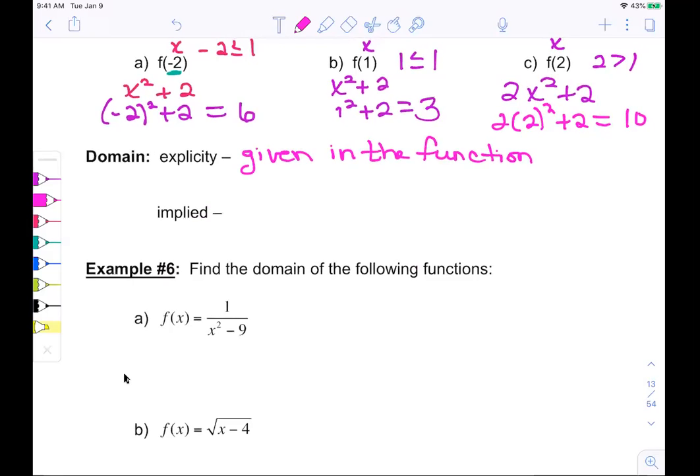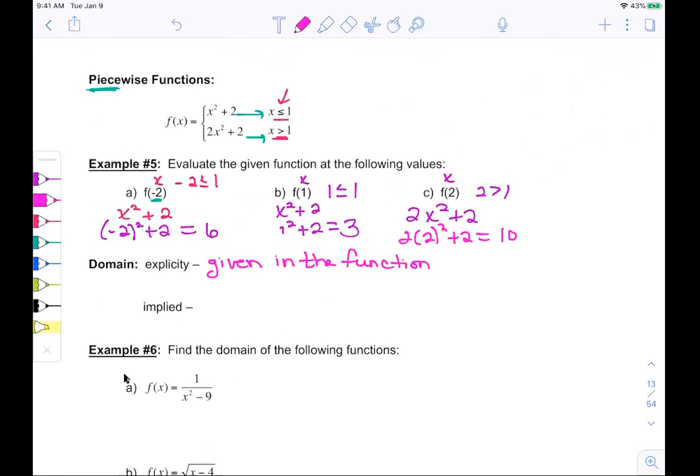Which means if I look at my piecewise function, notice the domain is given to us. We're going to be writing this in interval notation and not as an inequality. But that's a domain that's given explicitly. So anytime they tell you what x is, it's less than or equal to 1, it's greater than 1, then it's given to you explicitly.